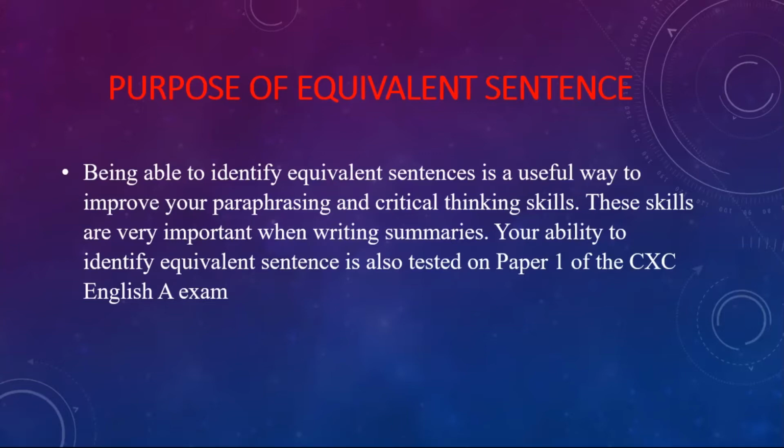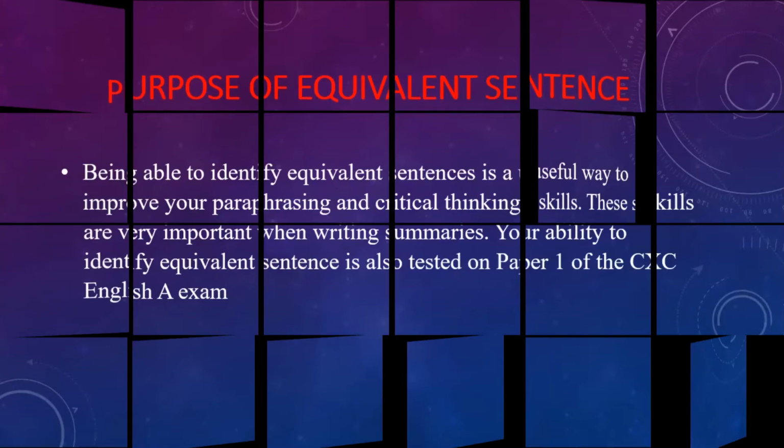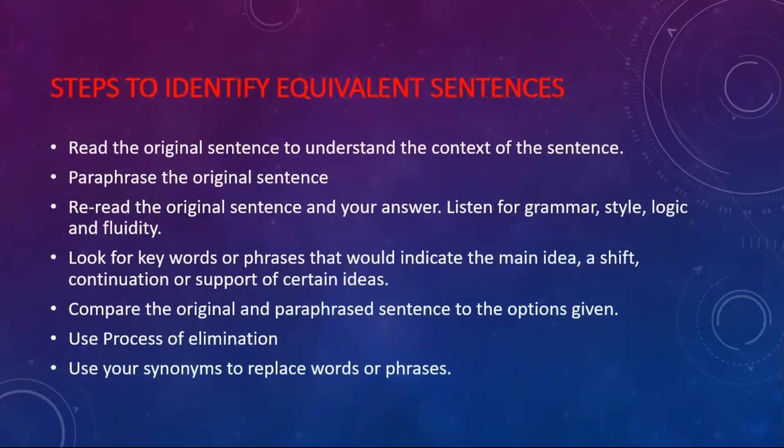Let us now look at the steps that you need to follow when doing equivalent sentences. One very important step is to read the original sentence in order to understand the context of the sentence. Now, this is quite crucial because for you to find the equivalent of any sentence, you must first understand the context. Remember that the structure, the content, the word choice can change in the options given.